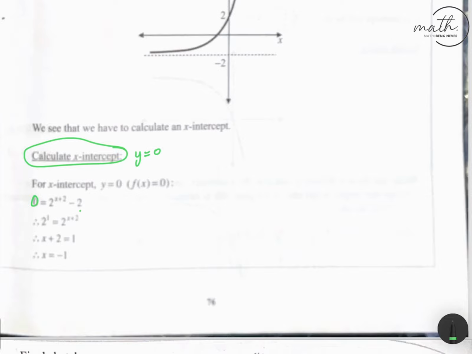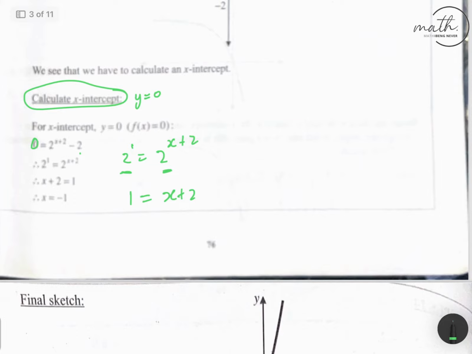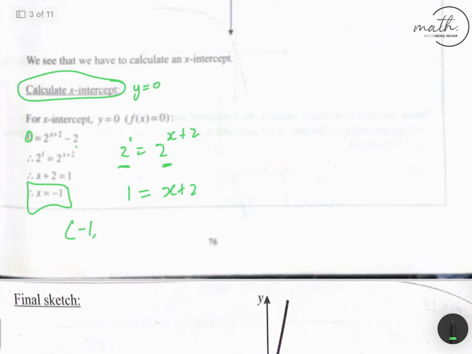You're gonna move this 2 to the other side. You're going to have 2 x plus 2. Here it's 1. The bases are the same. Laws of exponents: since the bases are the same, you drop the exponent, so 1 equals x plus 2. Then you solve, move the 2 to the other side, x equals negative 1. As coordinates, negative 1, 0.